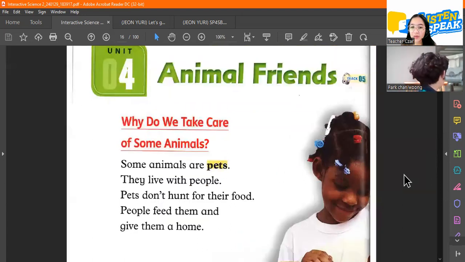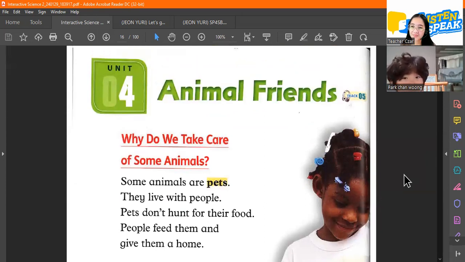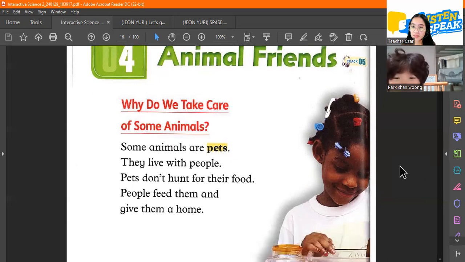So what are the animals that can also be your friend? A dog, a cat, a turtle, and a fish. Okay, very good. So those are domestic animals. Domestic animals means those animals that can be a pet. And the squirrel. A squirrel. Oh, really? And the cheetah.